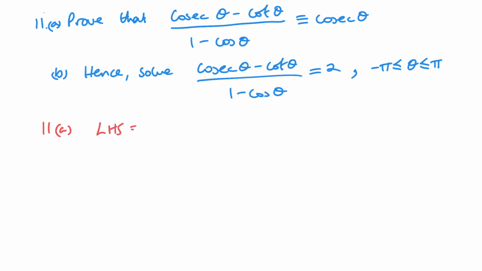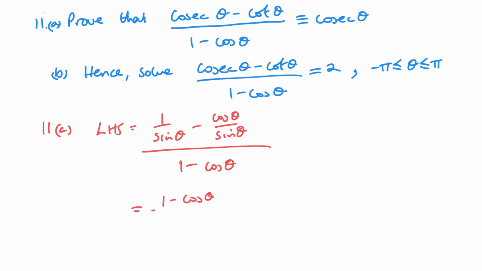Number 11a. So first we need to prove this. So let's start with the left hand side. Cosec theta, it's awkward, isn't it? Let's just jump straight into 1 over sine theta minus cos theta over sine theta for my cot, and this is all over 1 minus cos theta. So on the top then I've got 1 minus cos theta over sine theta, and that is over 1 minus cos theta. Getting quite confusing there.